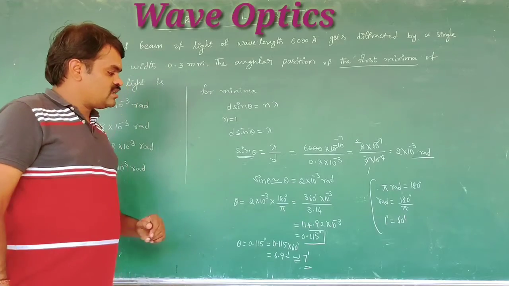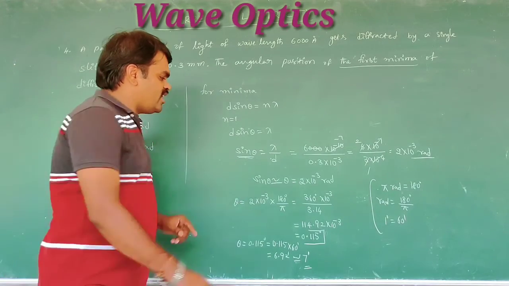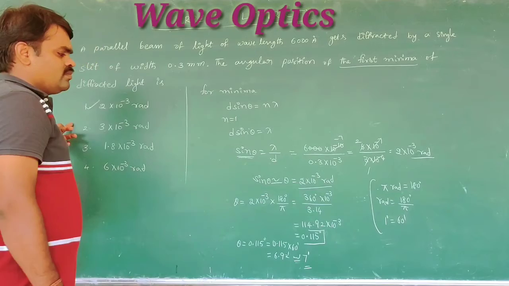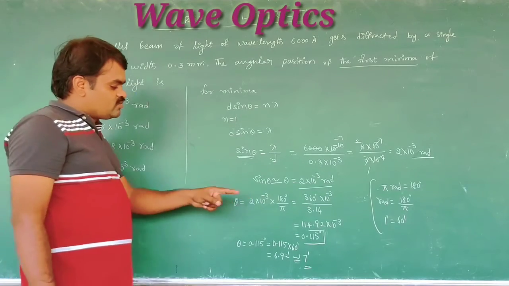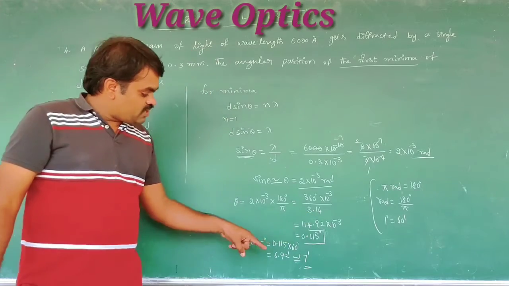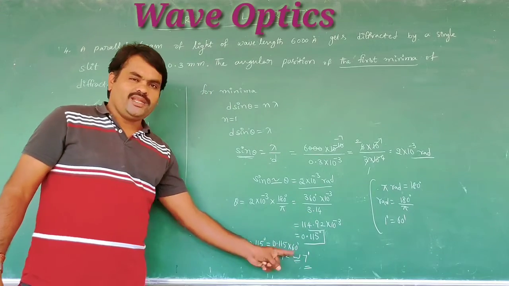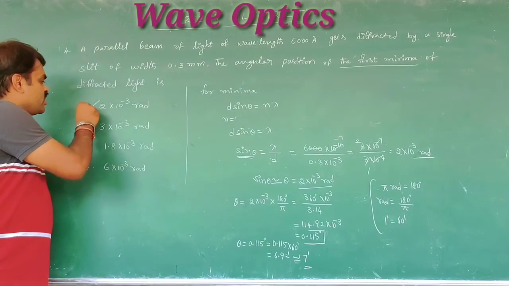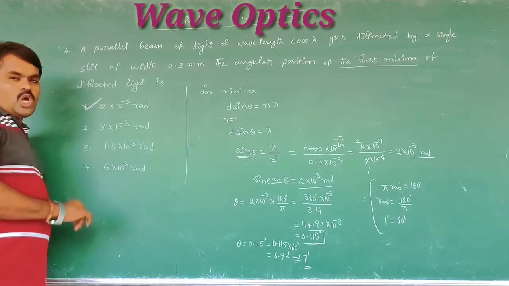7 minutes. If the question asks for radians, that is enough. Maybe the question asks in terms of degrees, and we calculate with this method. If it asks in terms of minutes, we calculate like this. That's why the first one is the option.